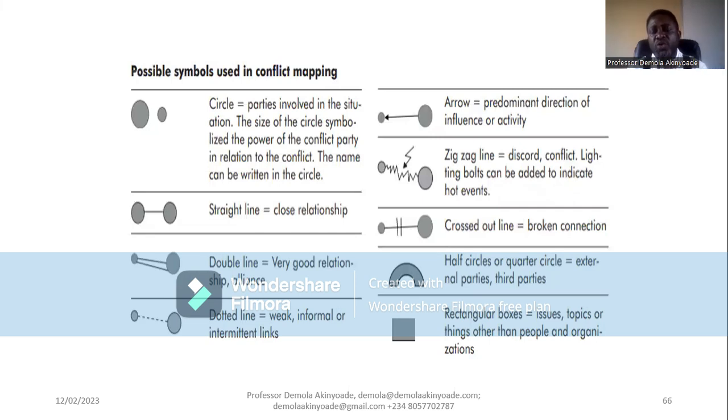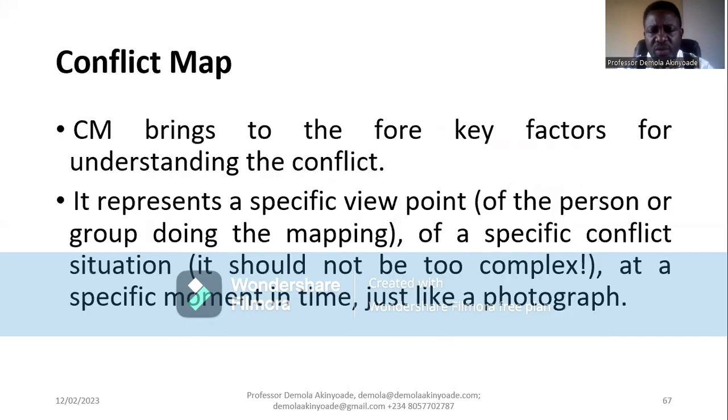Arrow, the direction of the arrow shows the predominant direction of influence. So the bigger circle has more influence over the smaller circle. Zigzag line shows discord. Crossed out line shows broken connection. Half circle or quarter circle, these are used to represent external parties or third parties or shadow parties. And rectangular boxes are for the issues.